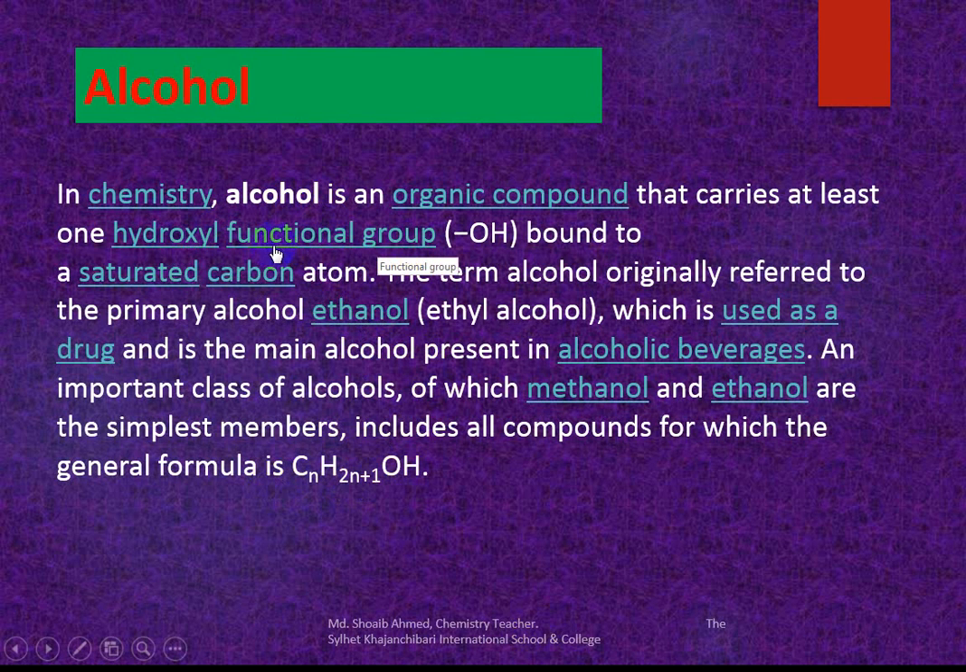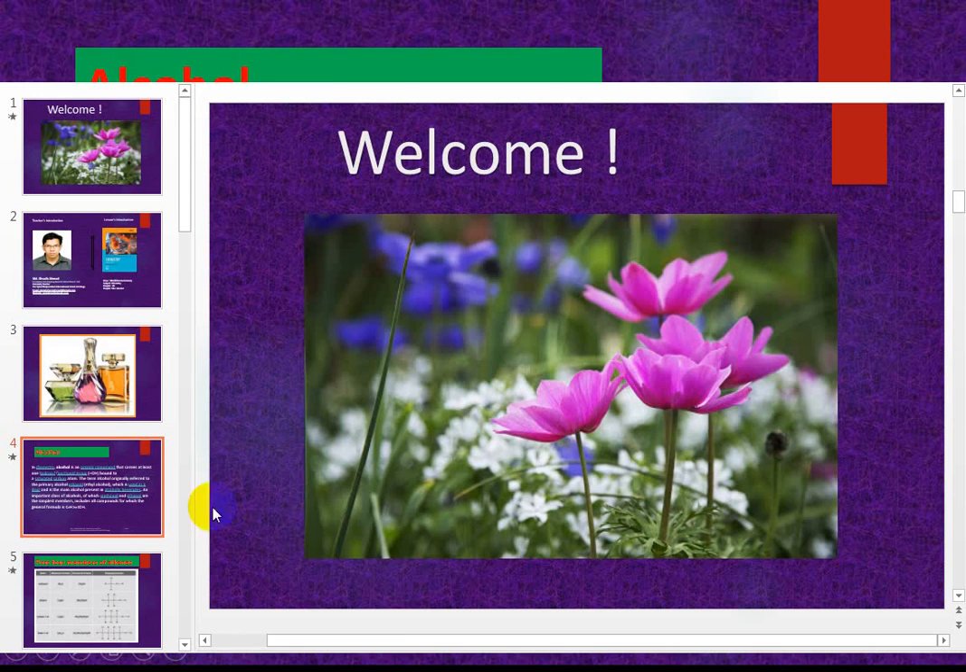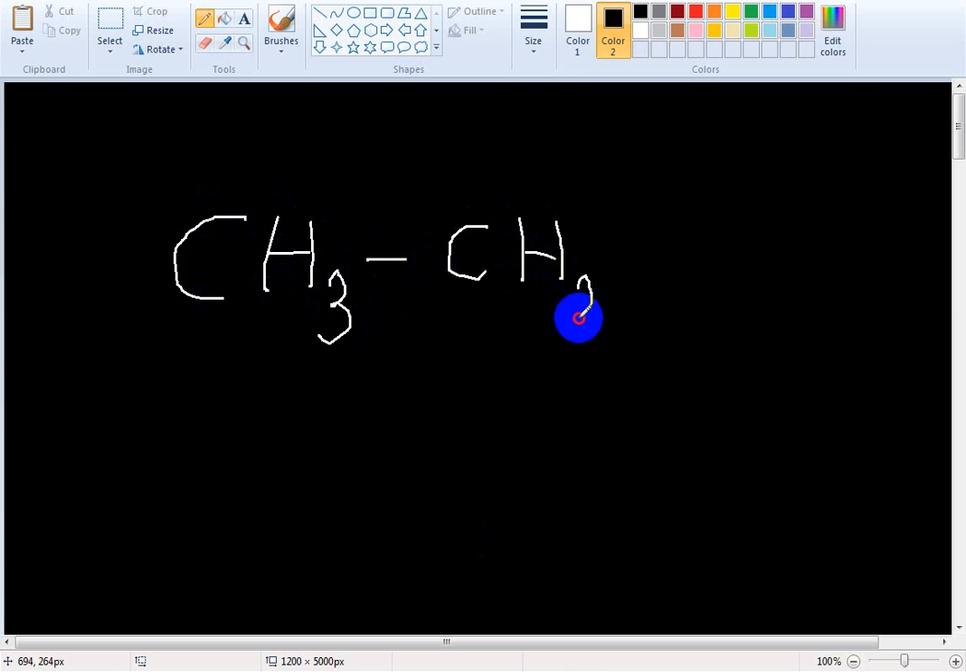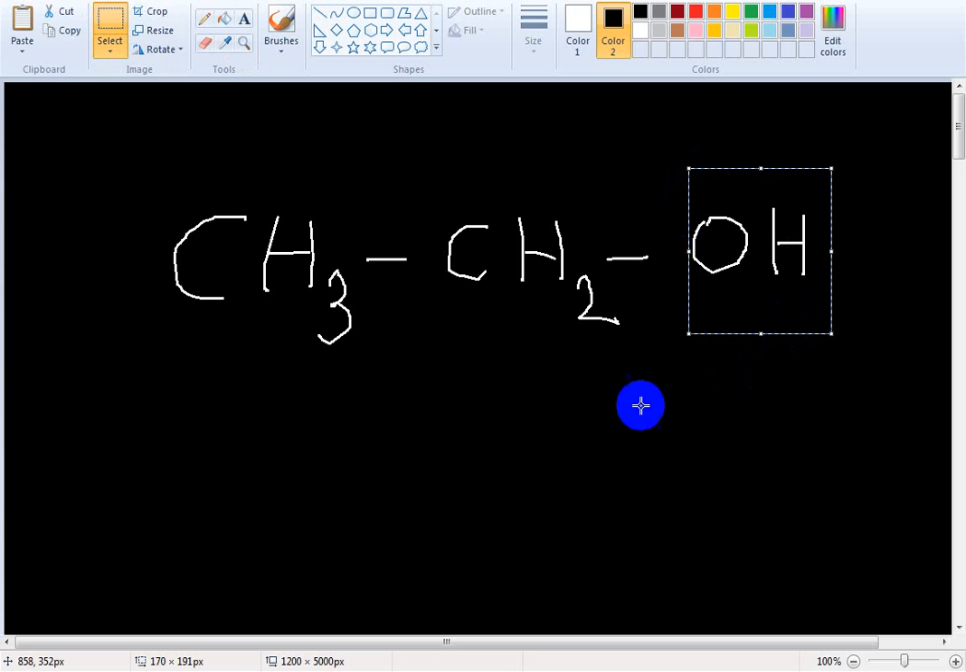The functional group of alcohol is the hydroxyl functional group. Like this, this is an alcohol, CH2, and this is the OH functional group. Have you seen this? This is alcohol, and this is called the hydroxyl functional group.